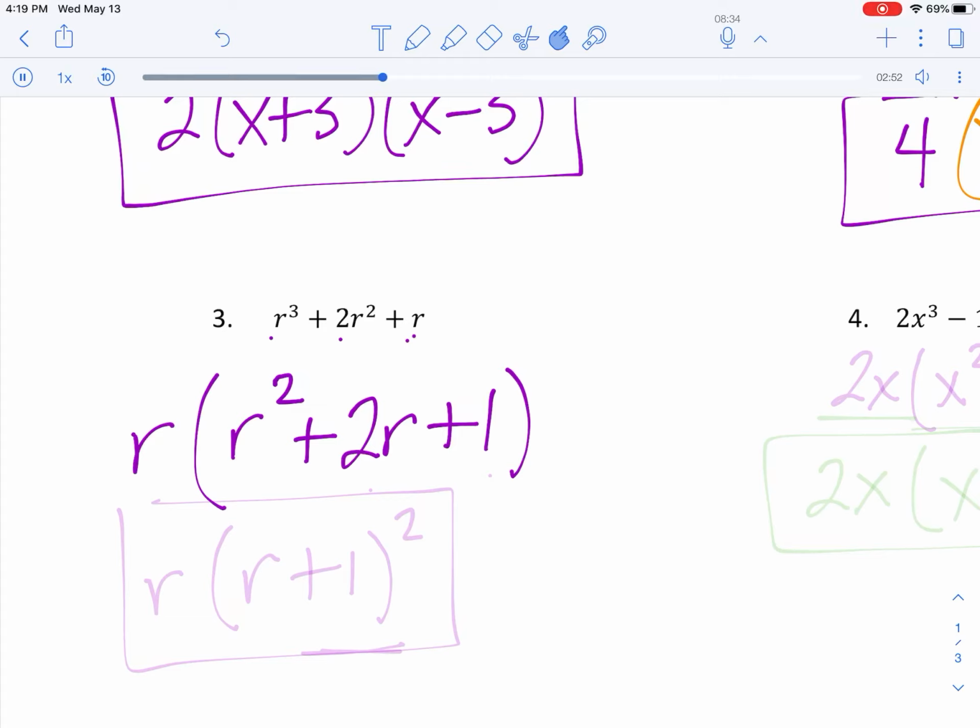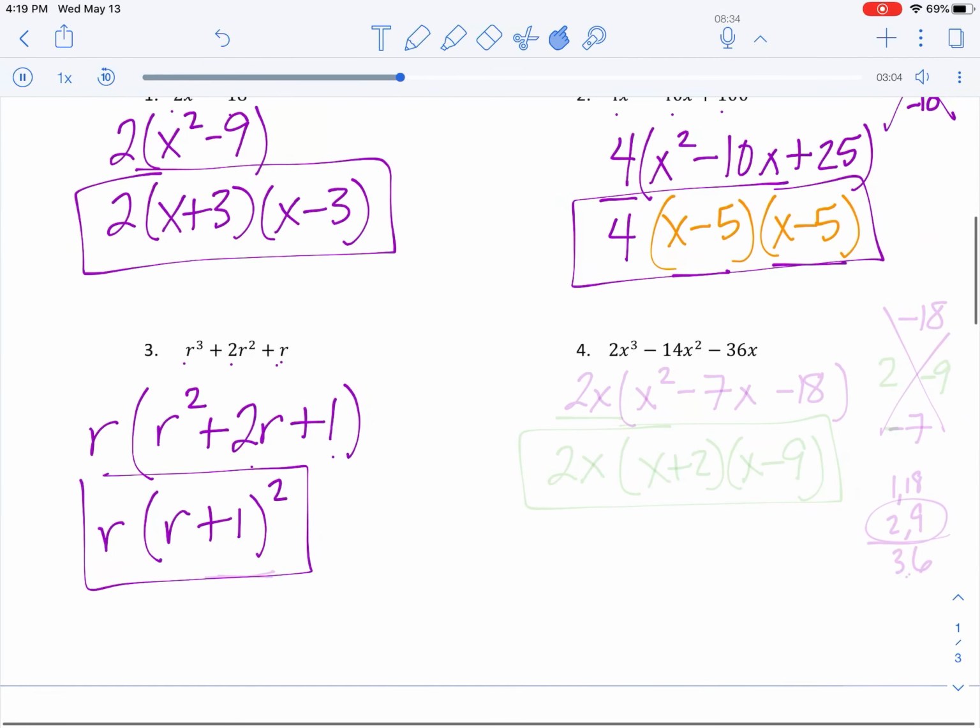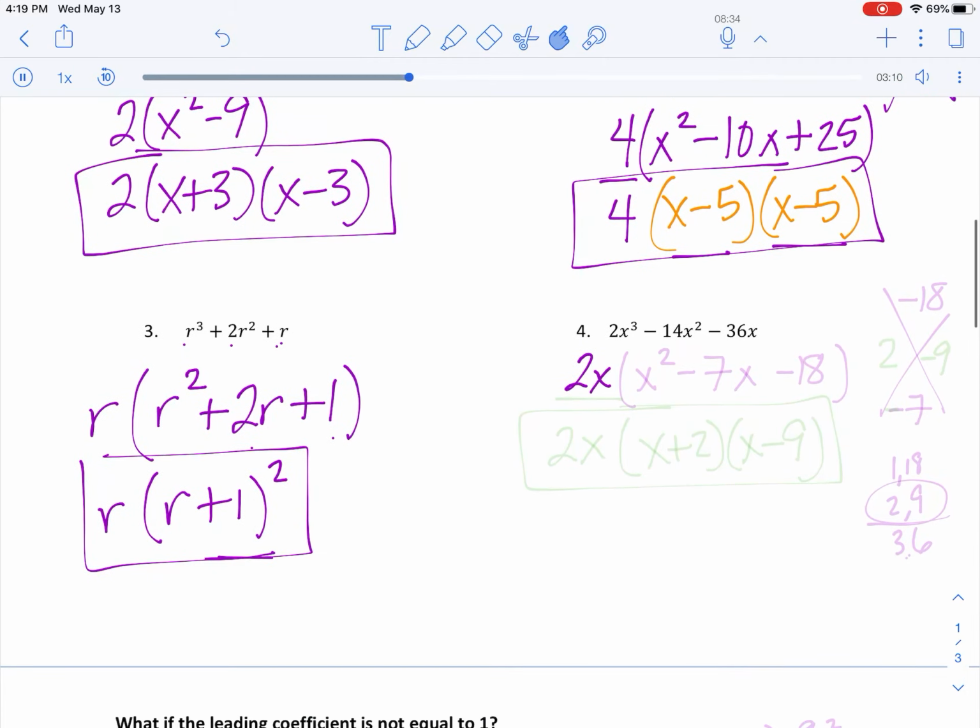This is also a perfect square, but you can think about what multiplies to 1 and adds to 2. So r times r plus 1. And this time I'm going to write it as a perfect square. Either one is correct, whether you write out the terms like in number 2, or if you put the exponent. They're both correct. Number 4, common factor is going to be a 2x.